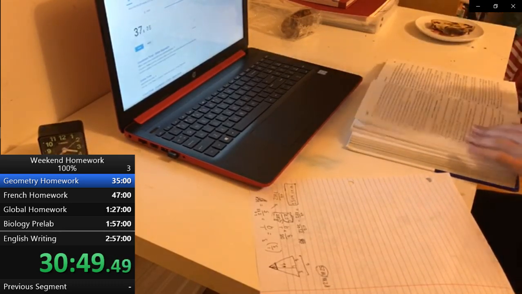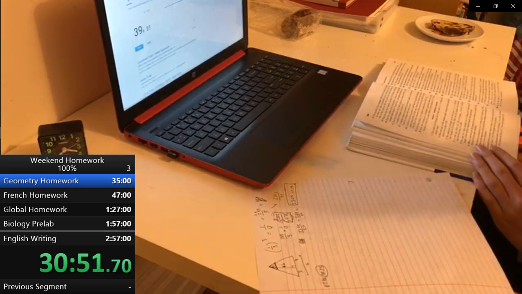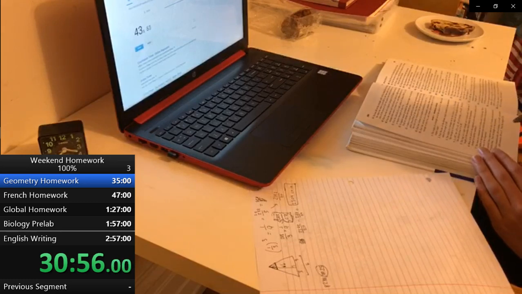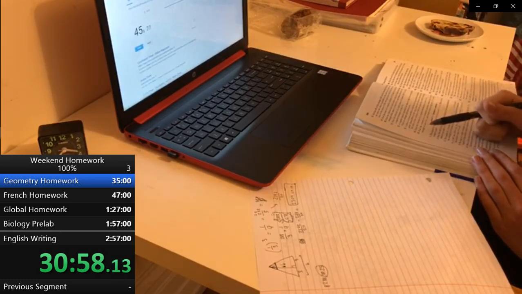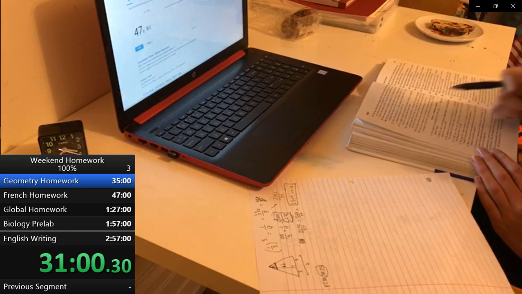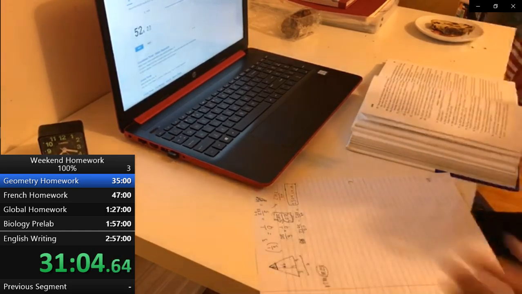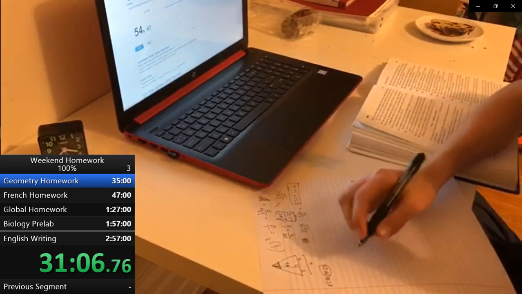Find the volume of a triangular pyramid whose base is an equilateral triangle of side 8 inches and whose lateral edges are 15, 17, and 17. What are lateral edges? Oh, I know what they are. Alright, let's draw this.